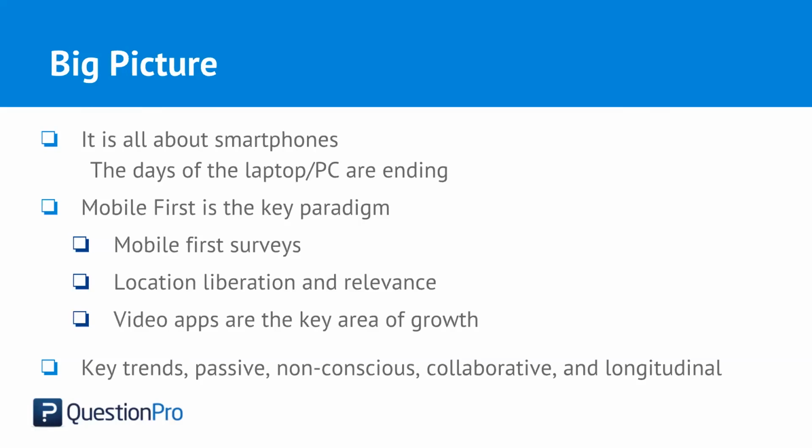Key trends: passive, non-conscious, collaborative, and longitudinal. If you've got long-term communities, make sure you're turning that long-termness into real value.